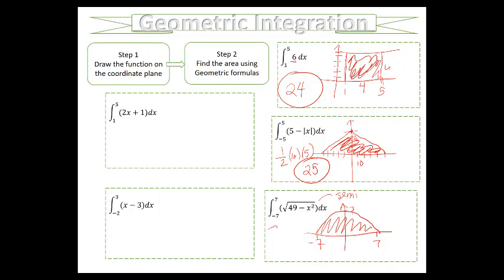So you would have pi r squared divided by 2. Your radius of this would be 7. So you would have 49 pi over 2, and it's positive.